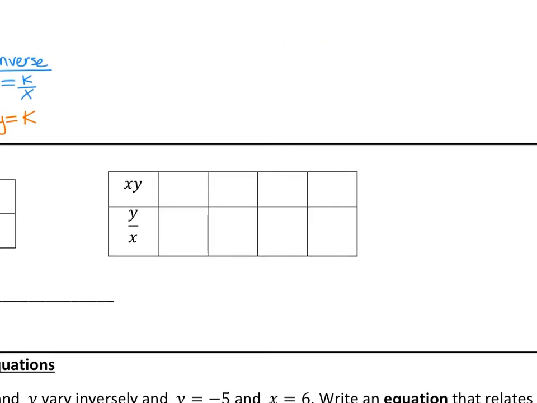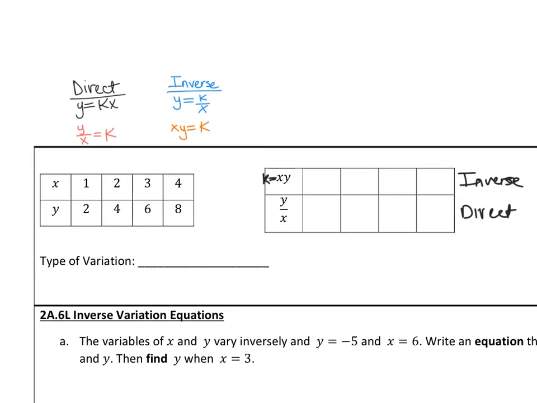So we're going to start off again. If we're solving for k and we multiply, this would be inverse. And this would be direct. So we're going to start off by multiplying our terms again. So I'm going to start with those two. 1 times 2 is 2. 2 times 4 is 8.